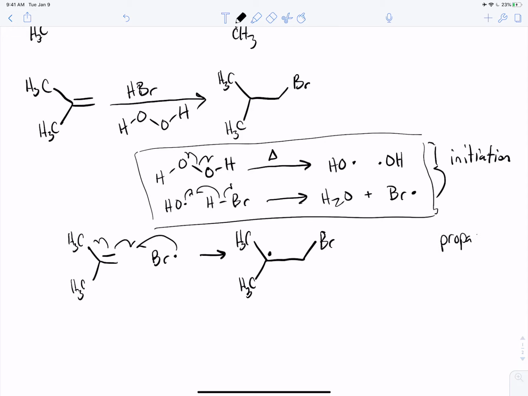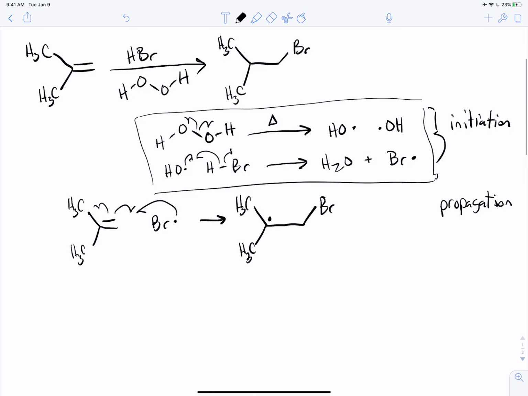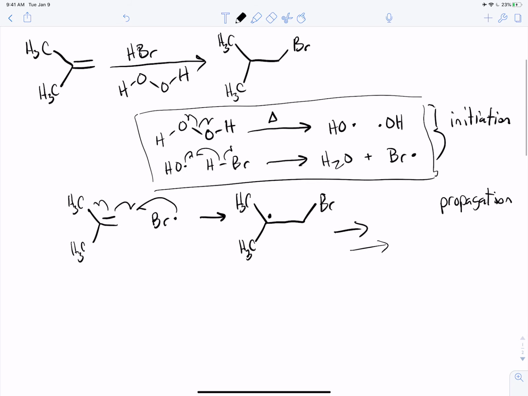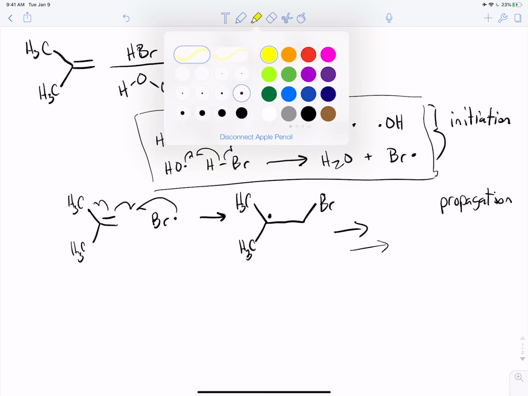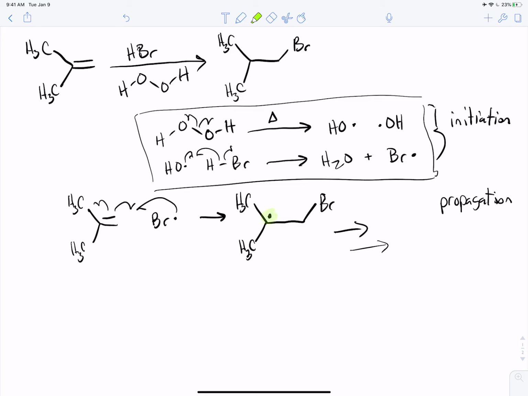I'm not going to take you through the rest of the steps. You're welcome to look those up. But this keeps going, and eventually you get to your product, and then the termination steps. The key thing in terms of the regioselectivity for this reaction, why does this go anti-Markovnikov? You're still forming the most stable radical, just like in the carbocation reaction, which I'll draw right below it.